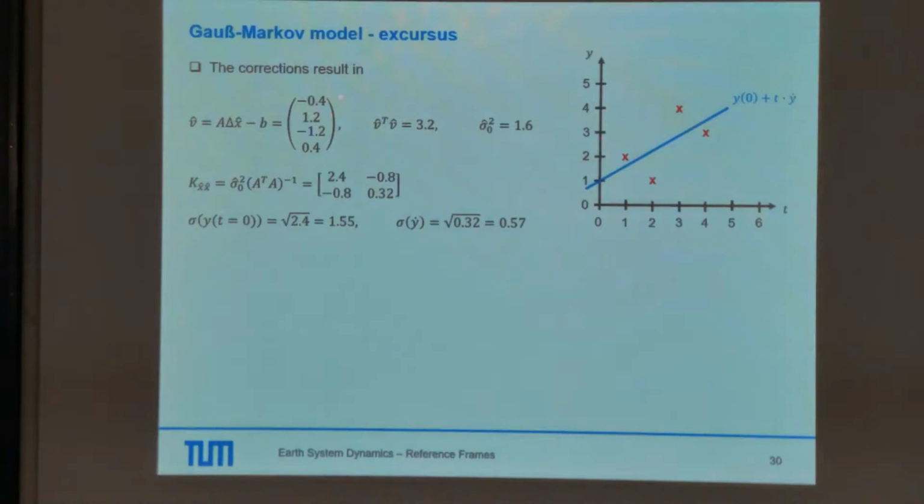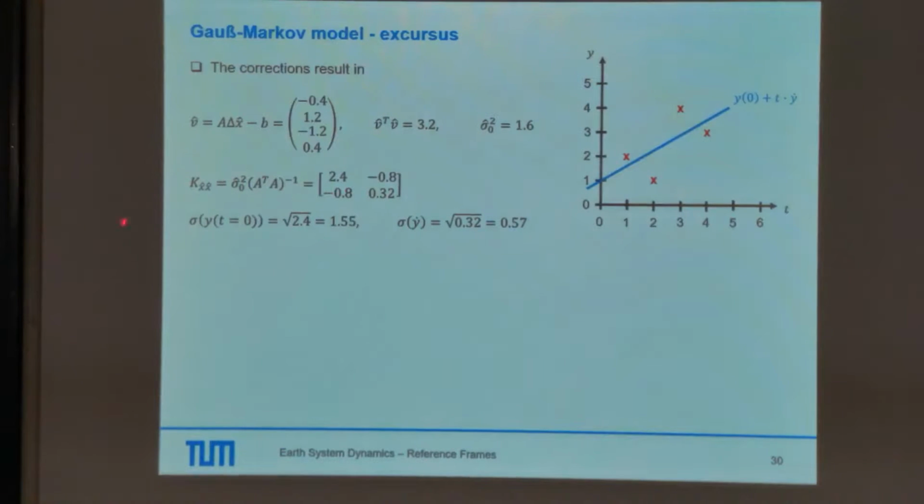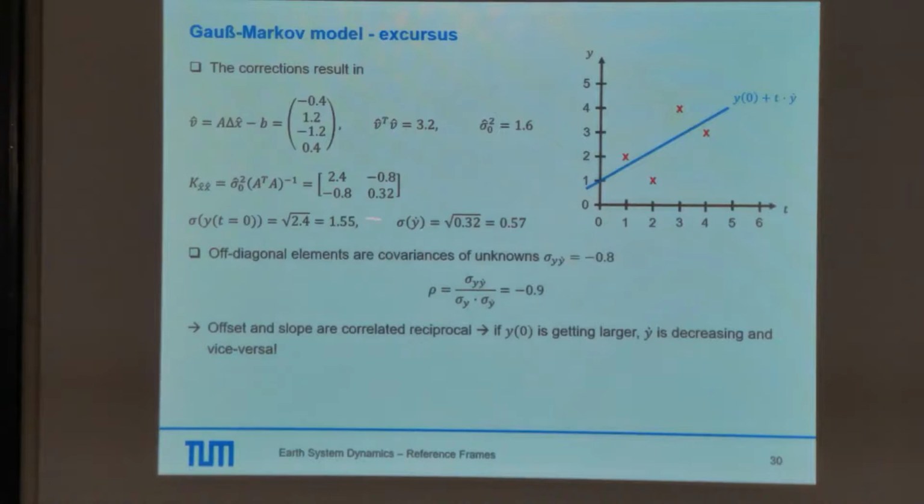2 minus 0.4 will give you something at this linear slope. We have the next one, which is plus 1.2, which gives this point. So you have here really the discrepancies of the observations with respect to the functional model. We also can compute a standard deviation for the offset and the slope. Yeah, and we can also compute then a correlation coefficient of the offset and the slope.